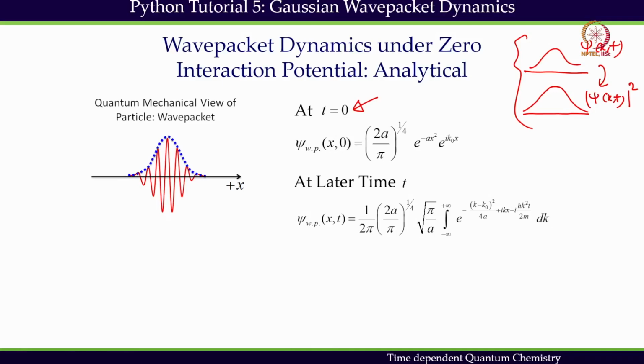That's why we need to understand the experiment or experimental condition very well, so that we can come up with a proper initial wave function representing the system or the particle. But here we will assume that at t equals 0, the initial time, I have the wave function like this. This is called a propagating Gaussian wave function.